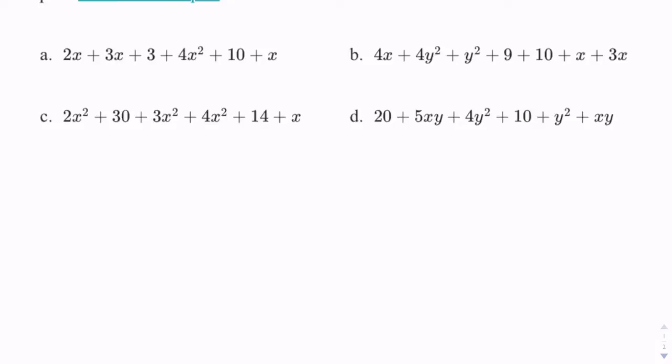So remember, like terms means it has the same variable or variables, with the variables raised to the same power, right? Or they're both constants. So let's start with A.